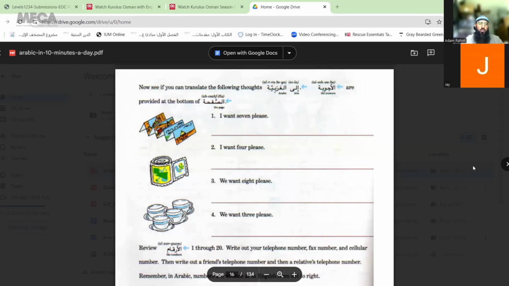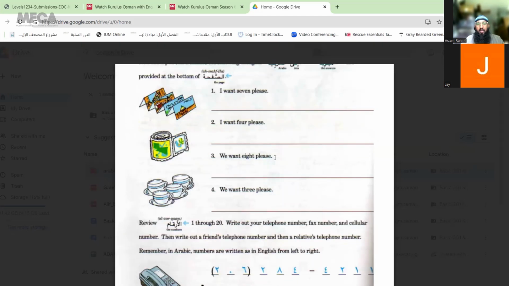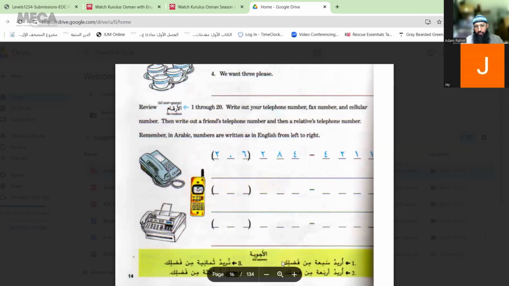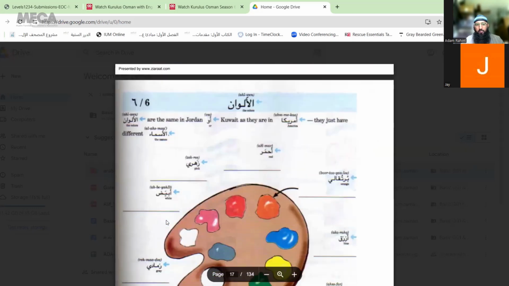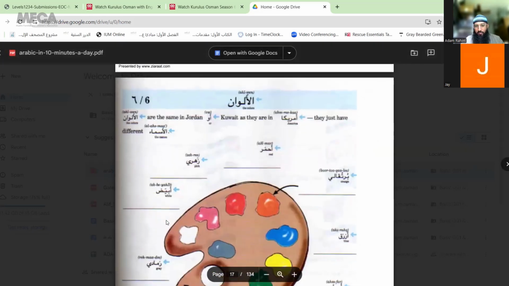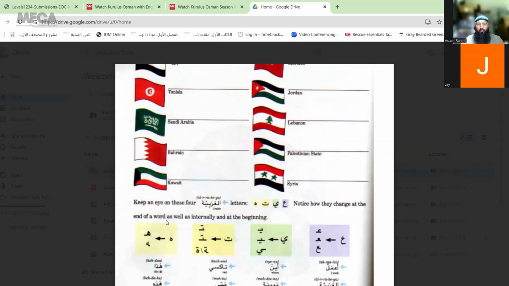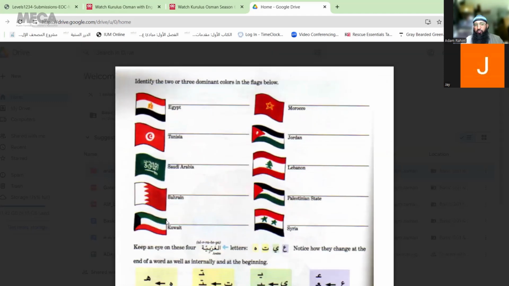So the homework was to translate the English to Arabic and write it, as well as write two phone numbers here, as well as we learned about colors in the last class. The homework was also to extract two or three colors from these flags. The majority of you guys did a great job regarding this. Just a few points I want to take a look at.